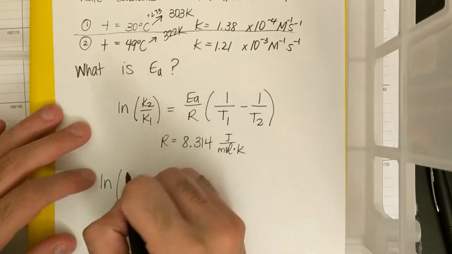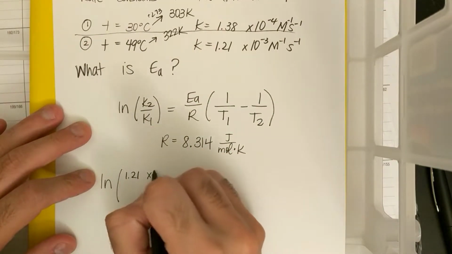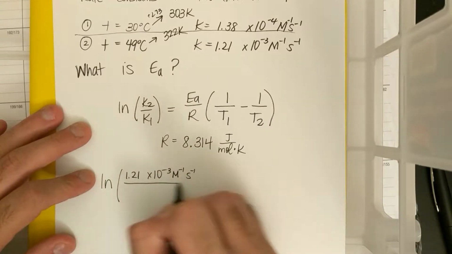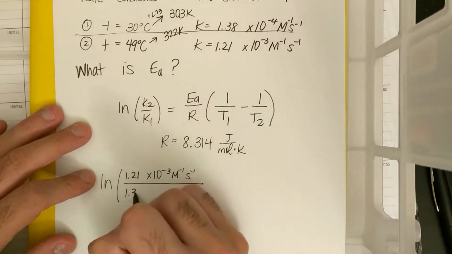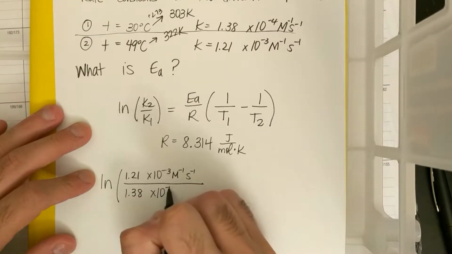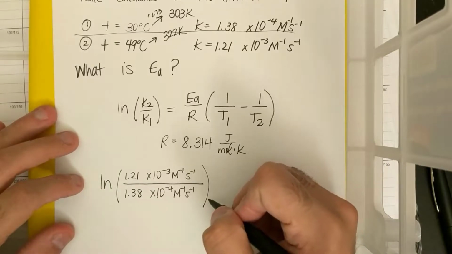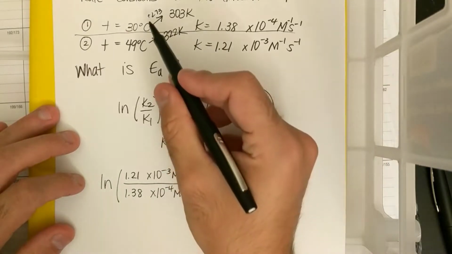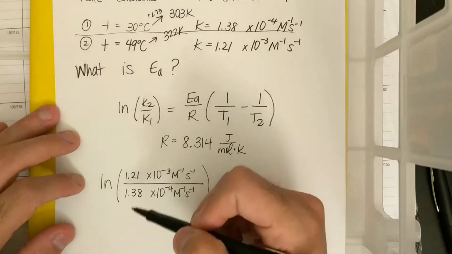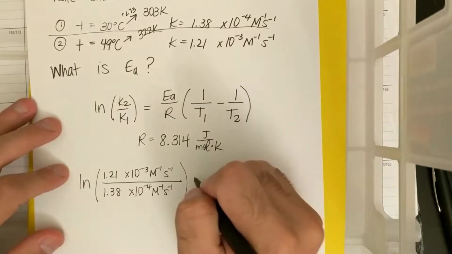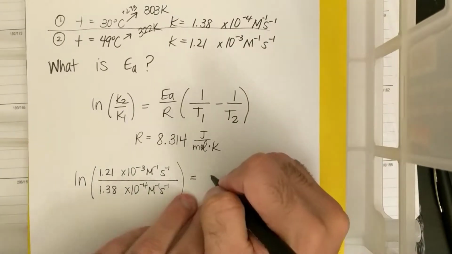So my K2 is going to be 1.21 times 10 to the minus third per molarity per second over 1.38 times 10 to the minus fourth molarity per second. Now, it does not matter if you label this one as 1 and this one as 2. You can have this upside down, but then your temperatures are going to be opposite. Okay? But I'm going to be consistent.